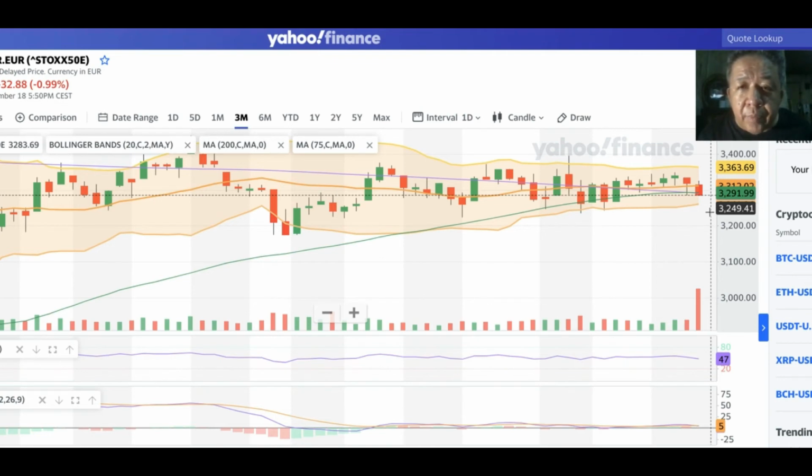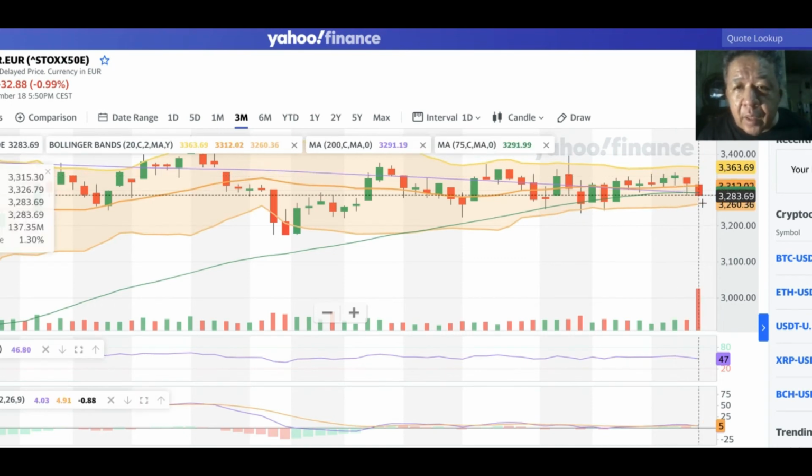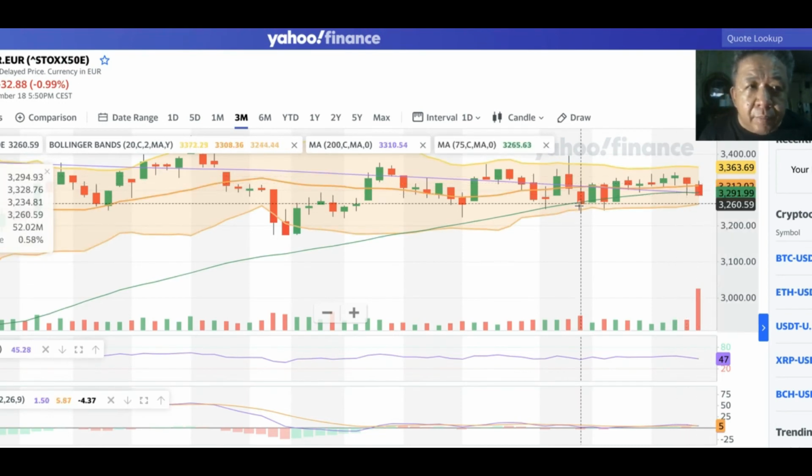But I think with the last two candles being red, and it has been ranging for quite some time, I think this is going to be a price breakout, and the breakout will be bearish.